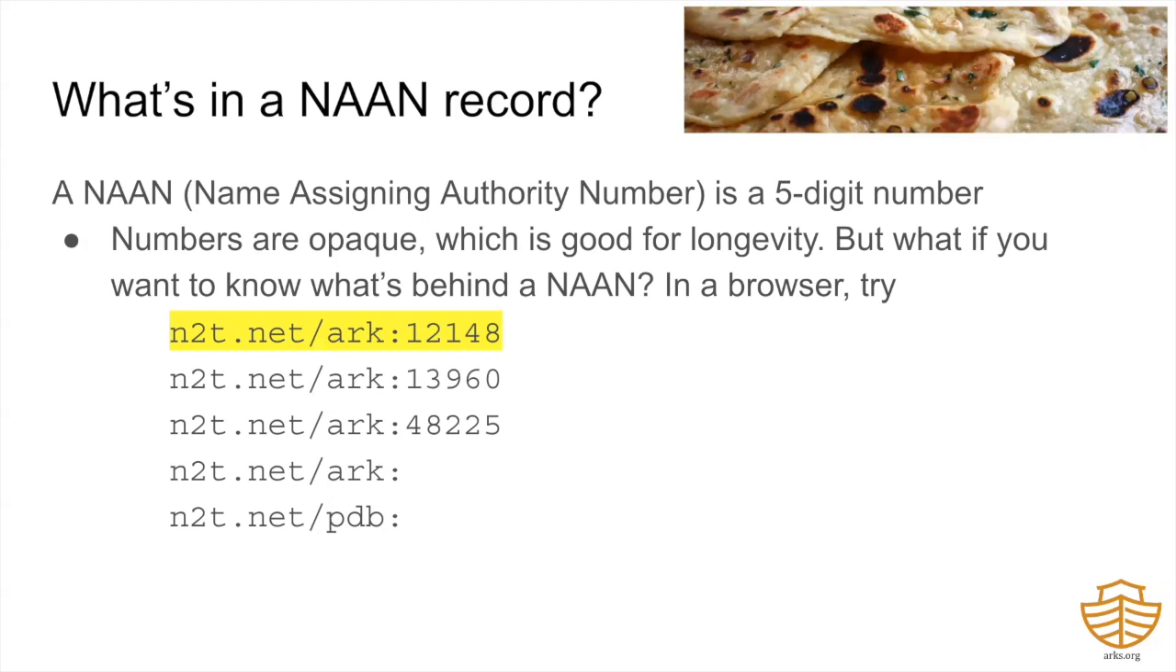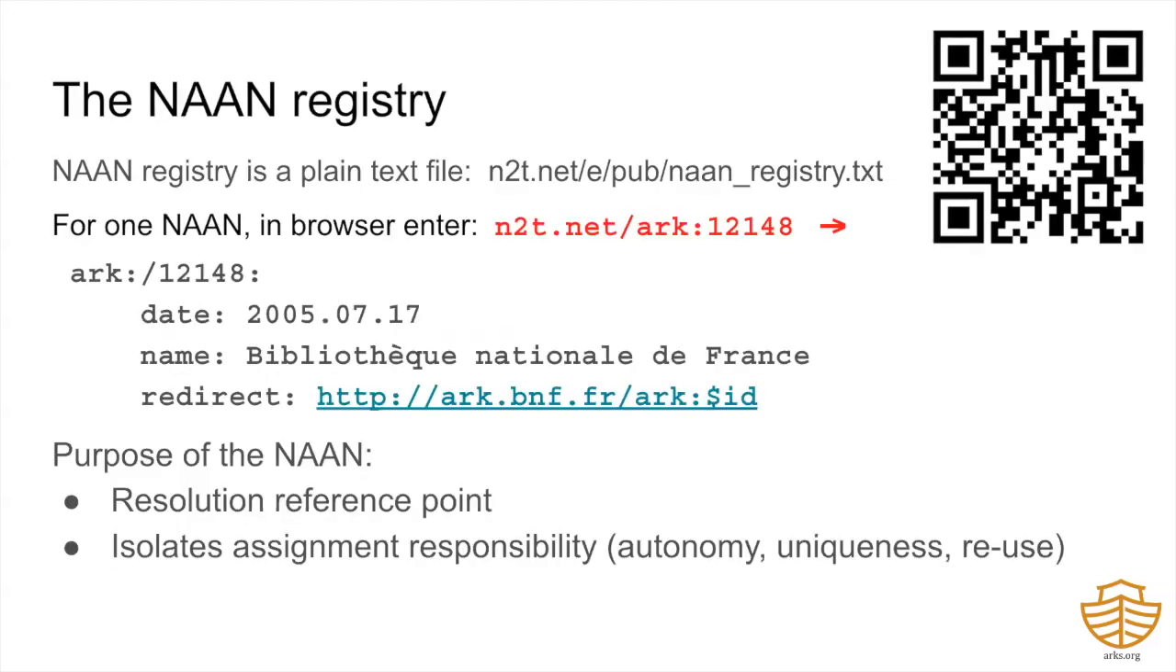Finally, you can also replace that scheme with the name of any of the other 600 different schemes that N2T knows about, such as the protein databank. All those NAN results are pulled from the main NAN registry, which is a plain text file that you can look at directly in your browser. Use the QR code if you're interested.